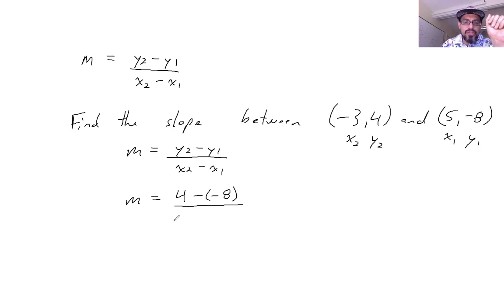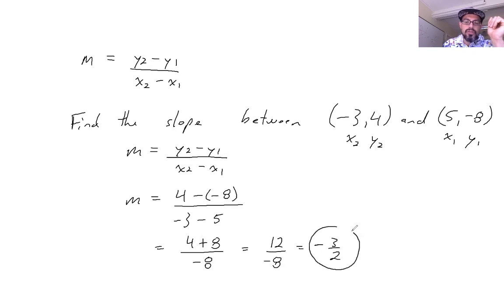Then we're gonna go x2, which is -3, minus 5. We then calculate, we have 4 plus 8, two negatives making a positive. -3 minus 5 is -8. And I'm gonna get 12 over -8. You should know that this fraction is not reduced. We can reduce this fraction. 4 goes into the top 3 times and into the bottom twice. And there we have the slope between those 2 points.